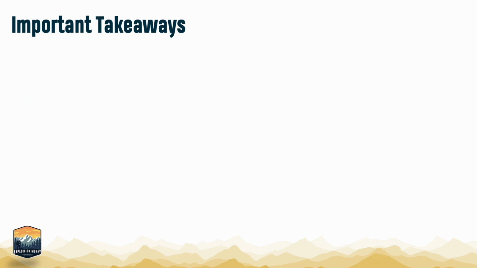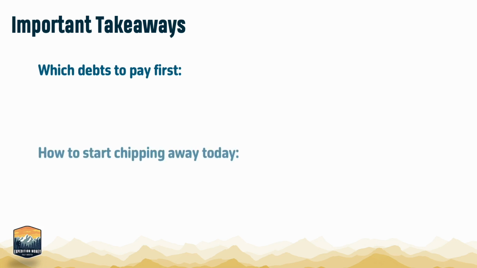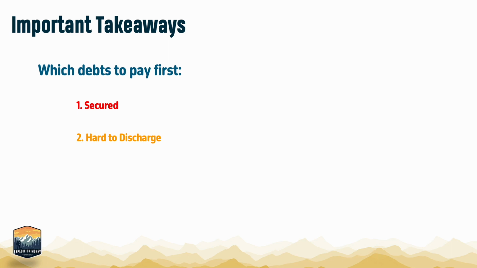So we covered a lot of ground today, but I wanted to reiterate two key things from this module: which debts we should pay first and how we can start chipping away at these consumer debts right now. Now, in an ideal world, we'd be able to make all of our payments. But if we end up in a situation where we might not be able to pay all of them and have to prioritize which ones we should pay, we want to take care of our secured first, then the hard to discharge ones, and then lastly, unsecured debts.